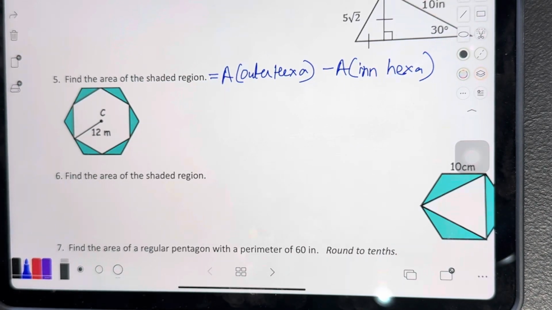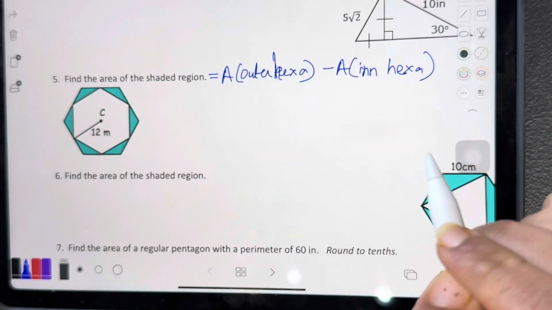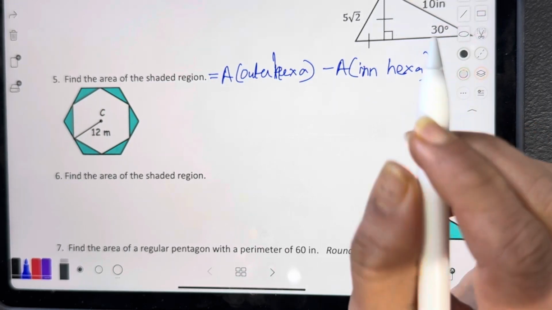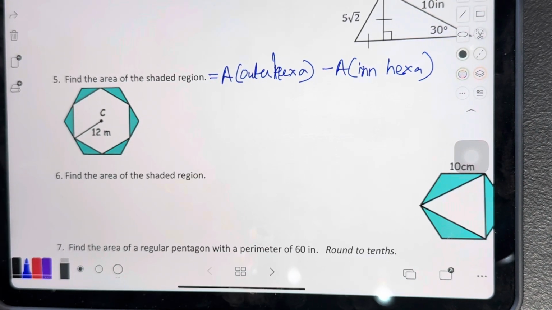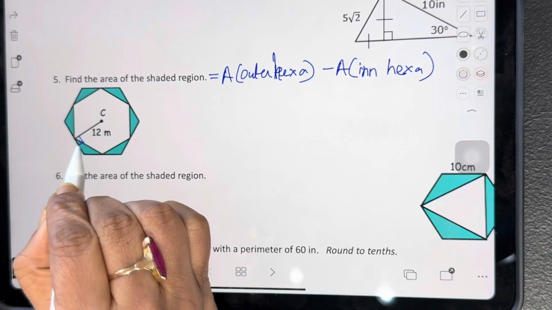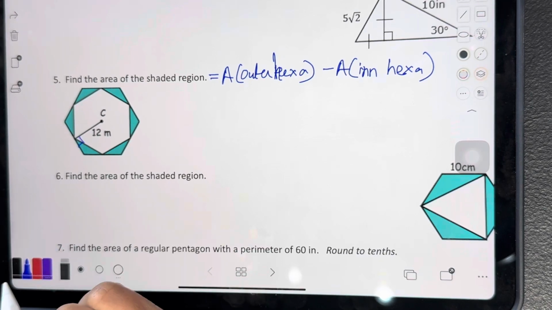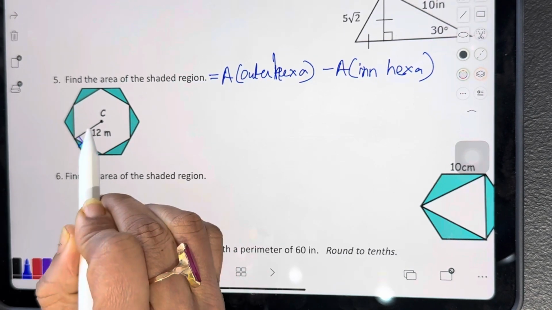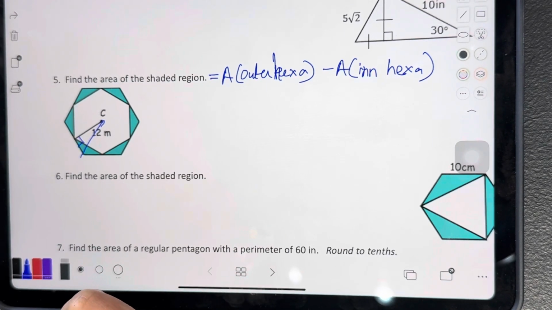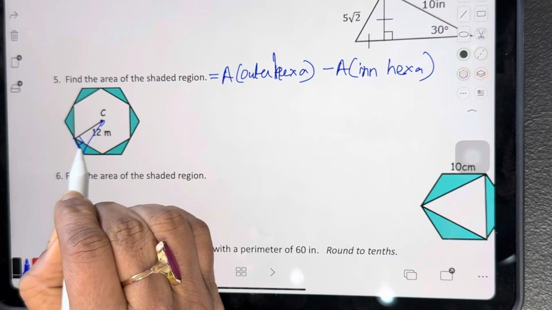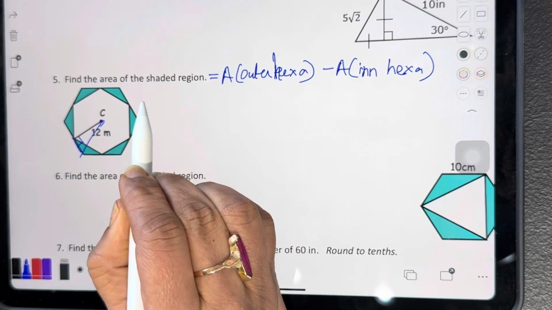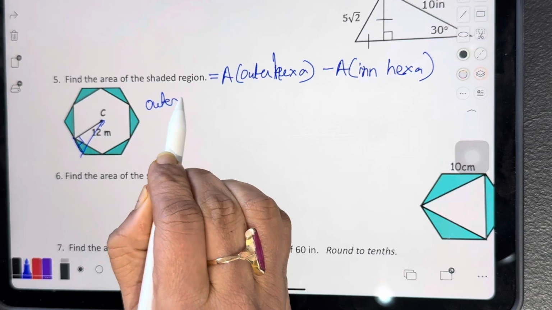Right, outer hexagon, this is the outer hexagon, and the inner hexagon. So first find the area of the outer hexagon. If you observe the outer hexagon, this is 90 degrees, so the apothem is given. You have to find the side length. To find the side length, I'm talking about the triangle for the outer hexagon.